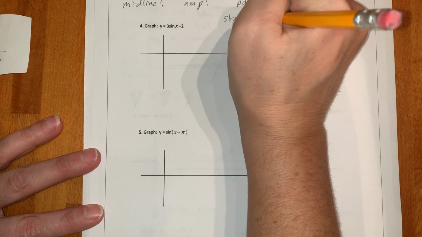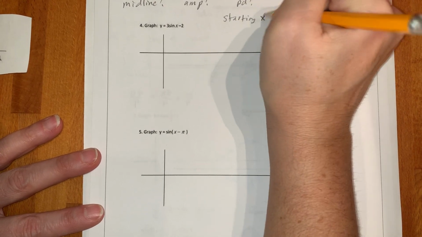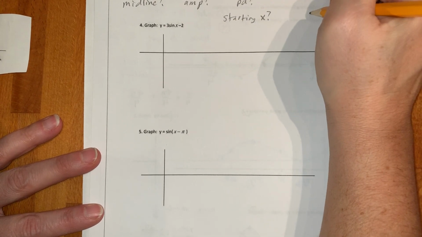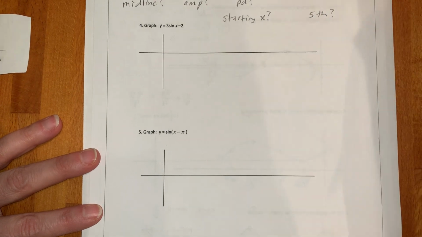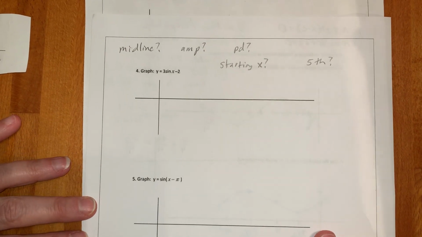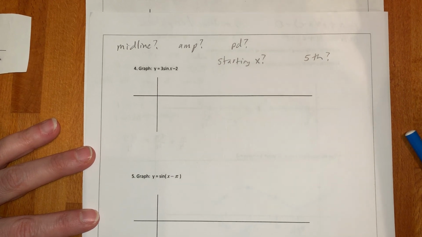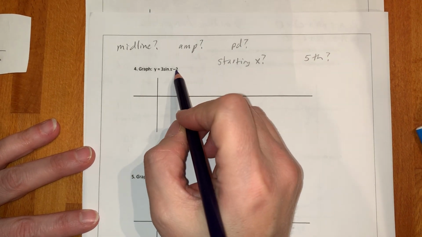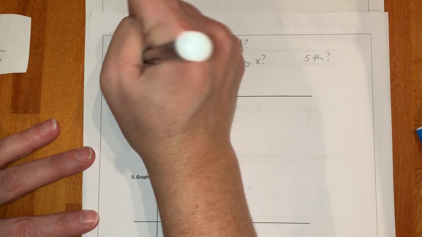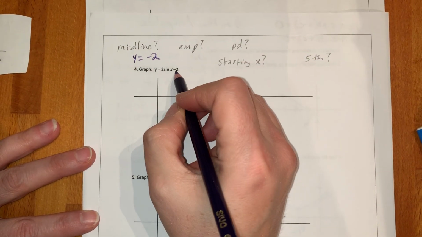What's our starting x value? And what's our 5th x value? So pause the video and think about those 5 things. Okay, hopefully you paused the video and you realized the midline is going to be at y equals -2 because it goes down 2.